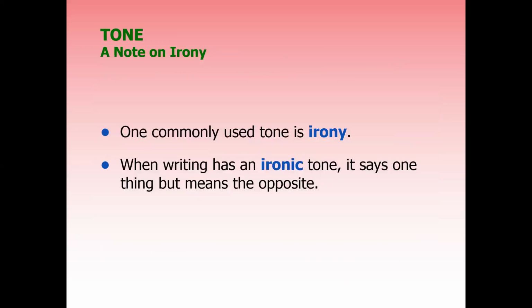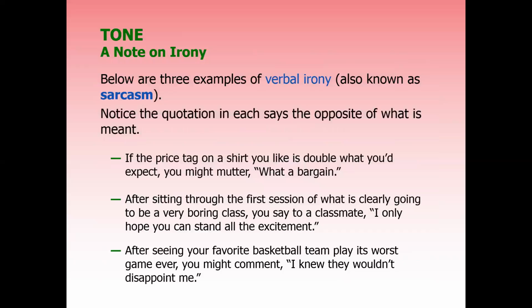One idea about tone is the term irony. Irony is a very difficult element of writing to describe, but it almost means discrepancy. When writing has an ironic tone, it says one thing but means the opposite. There's a couple of types of irony, but here is one example of verbal irony, also known as sarcasm. And you can pause this and read these quotes as examples of verbal irony.